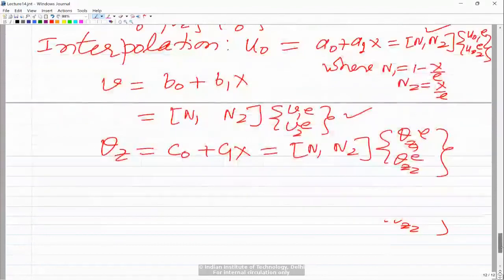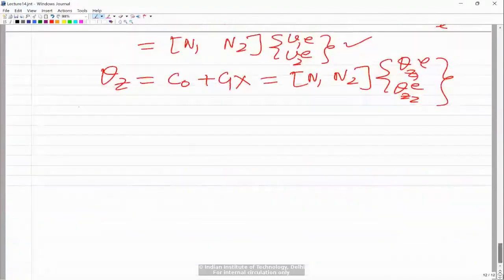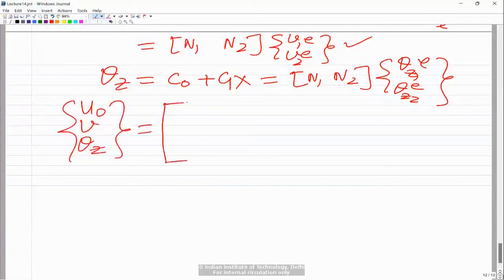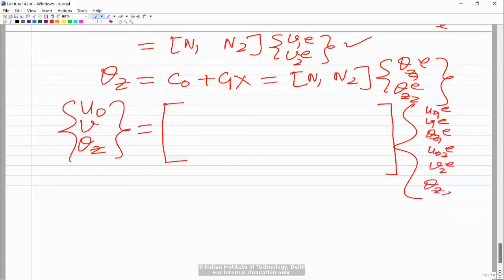Now if you put all the three together, usually in finite element we write all the variables together. So we have u naught, v, and theta z, and I want to write the interpolation of all three variables together. So we will have an interpolation matrix, and we will have a vector of elemental degrees of freedom. The vector of elemental degrees of freedom is u naught 1e, v1e, theta z1e, u naught 2e, v2e, and theta z2e. So this is a 6 by 1 vector, as you know. For the element there are 6 degrees of freedom. There are 3 nodal degrees of freedom: displacement along x, displacement along y, and rotation about z axis. So two translations and one rotation are the degrees of freedom at each node, and for the element as well, 6 degrees of freedom.